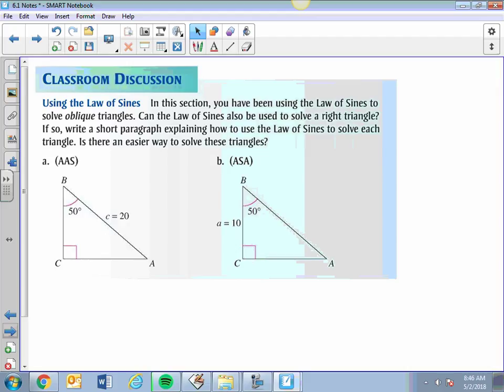It says, if so, write a short paragraph explaining how to use the law of sines to solve each triangle. Is there an easier way to solve these triangles? So we could look into that. We can discuss this in class today.